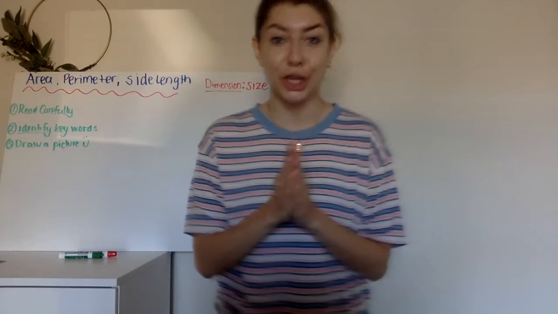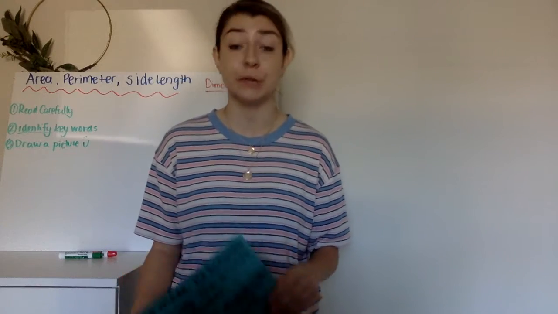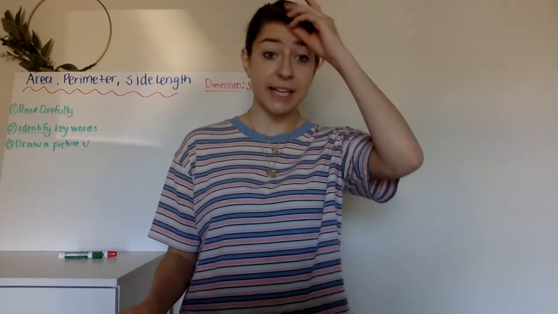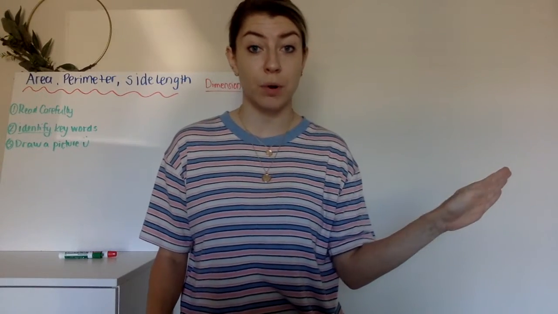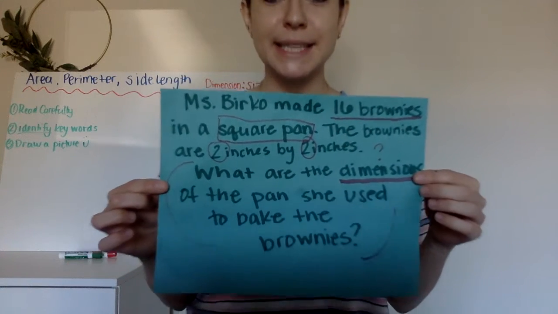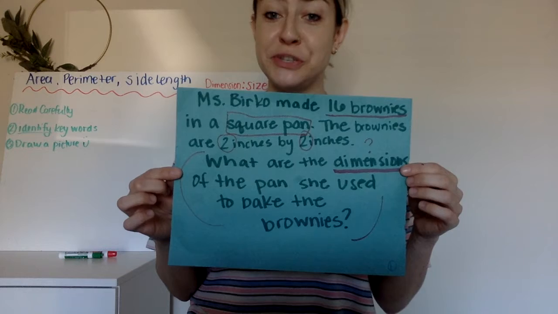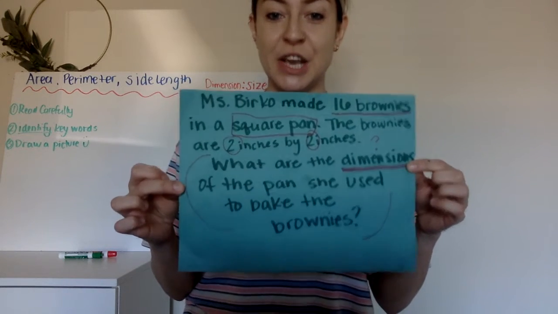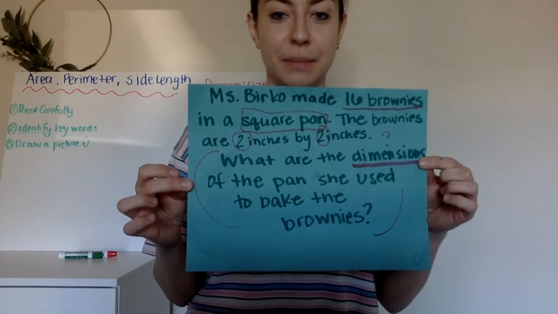All right, let me show you the first word problem we're looking at. Let's read it together. By the way, there might be some familiar names in here. I already underlined keywords, but right now we're only focusing on what the word problem says. All right, let's do it. Miss Berko made 16 brownies in a square pan. The brownies are 2 inches by 2 inches. What are the dimensions of the pan she used to bake the brownies?